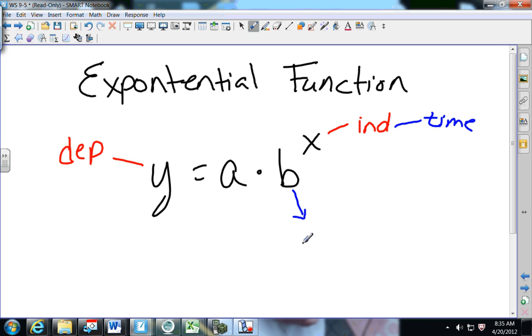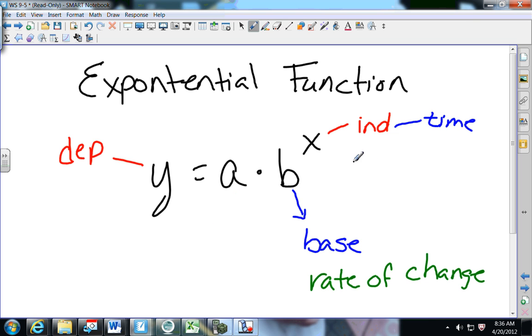What did we call the b? The base. What else was it? That wasn't the initial. This is the amount that it grows. We're going to call it the rate of change, right?